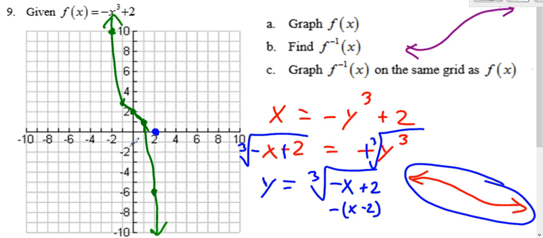So cube root of 1 is 1, but it's got to be going down this way. Cube root of 8 will be 2, going down that way.